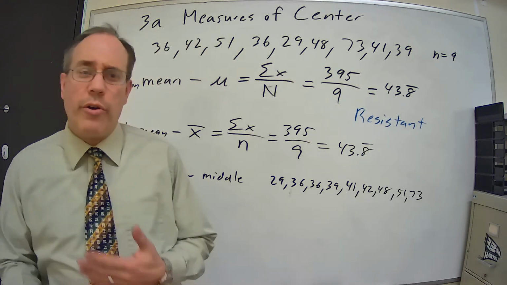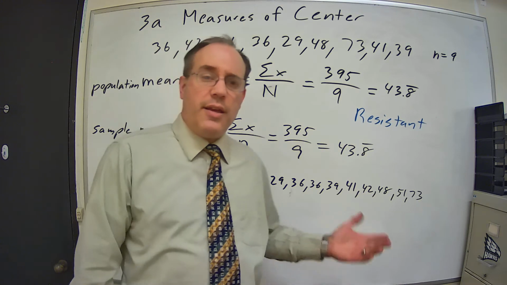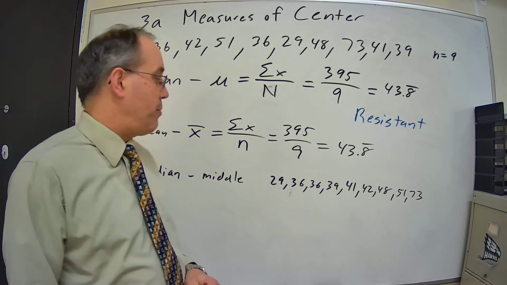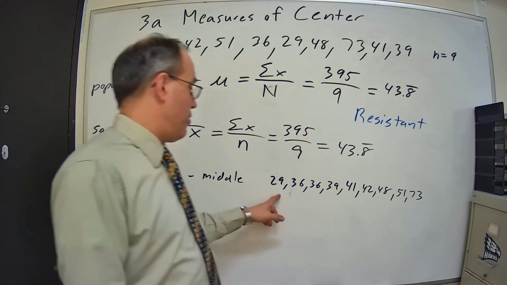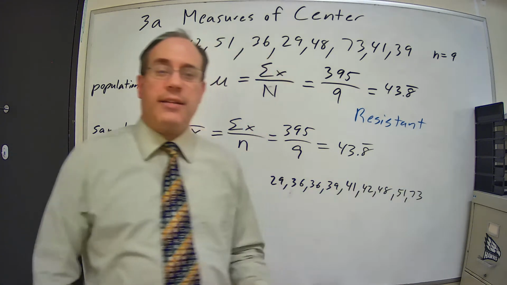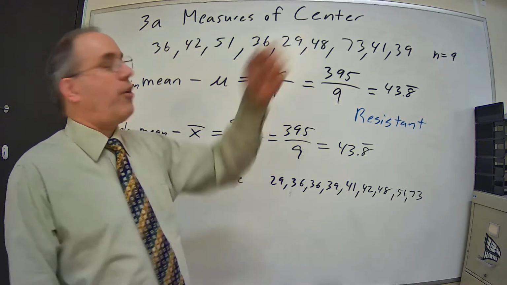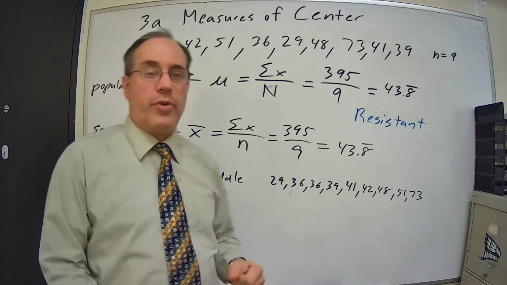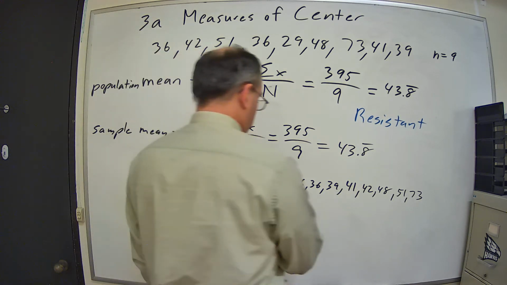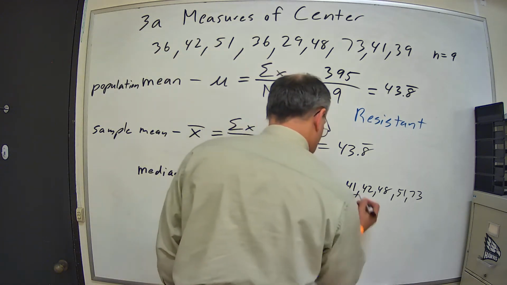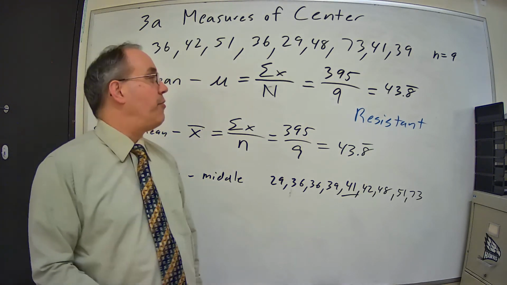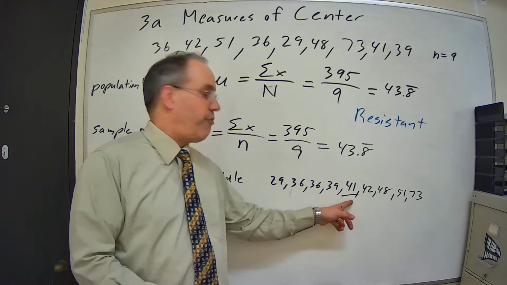Now, when we're reordering these to find the median, it's always a good idea to take a moment and do a little sanity check and make sure we still have all the data values. 1, 2, 3, 4, 5, 6, 7, 8, 9. I still have 9 data values, so I got all of them, and now I have them in numerical order. So I'm just going to look for the middle data value. 1, 2, 3, 4, 5. So there we go. The median of this set of data is 41.